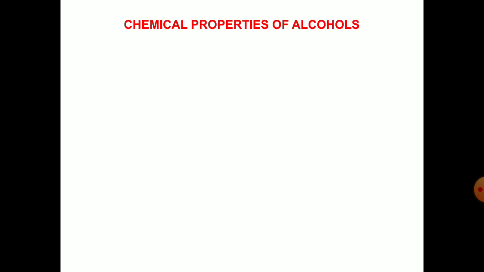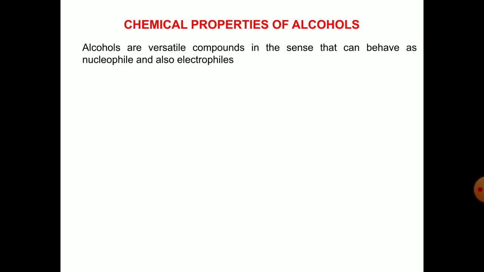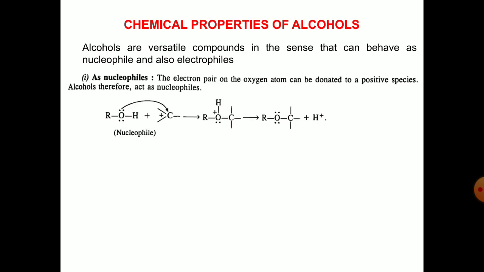So, chemical properties of alcohols. Students, there are different chemical properties. Out of this, we first have to discuss how alcohol behaves as a nucleophile. The electron pair on the oxygen atom can be donated to a positive species. Alcohols therefore act as nucleophiles.